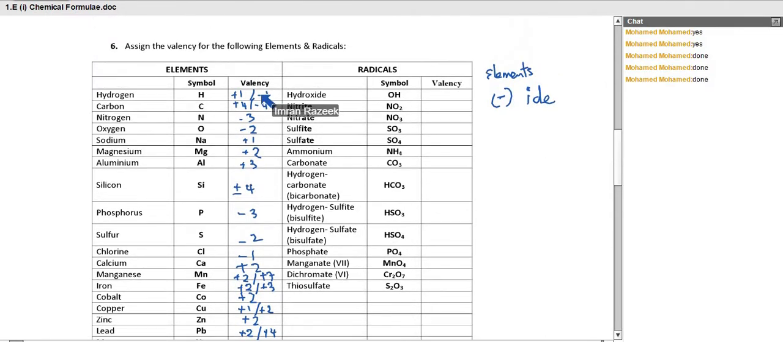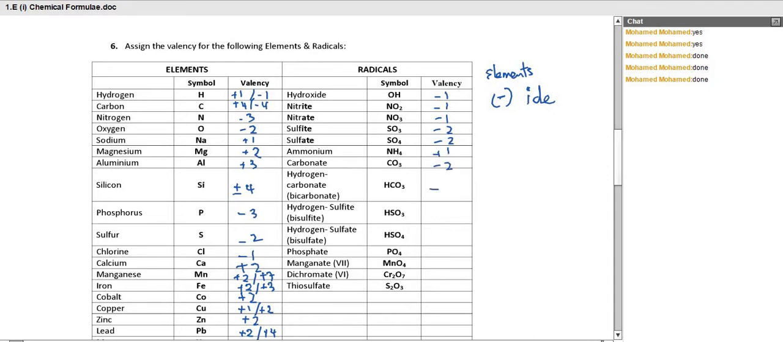Right. As for the radicals, radicals are a combination of more than one element with an overall charge. Hydroxide is minus 1. Nitrite is minus 1, nitrate is minus 1, sulfite, that's a combination of more than one element with an overall charge. Now when it comes to radicals, they have different valencies.